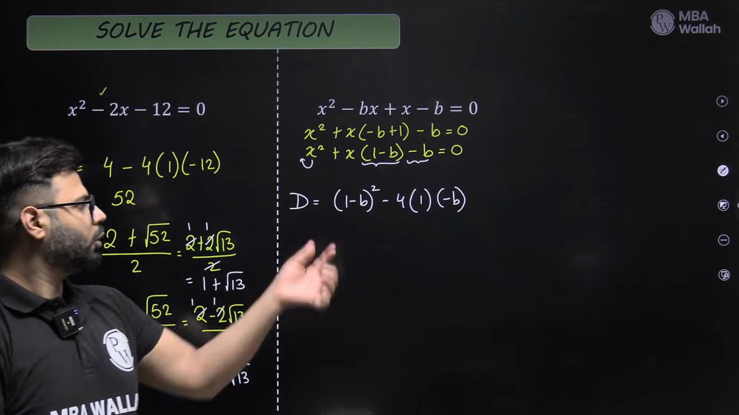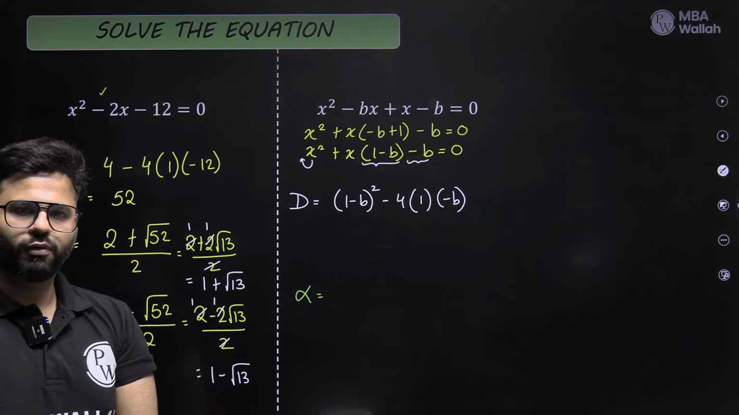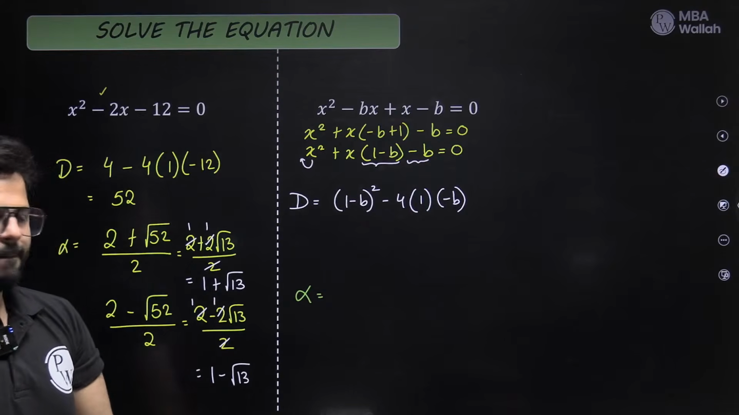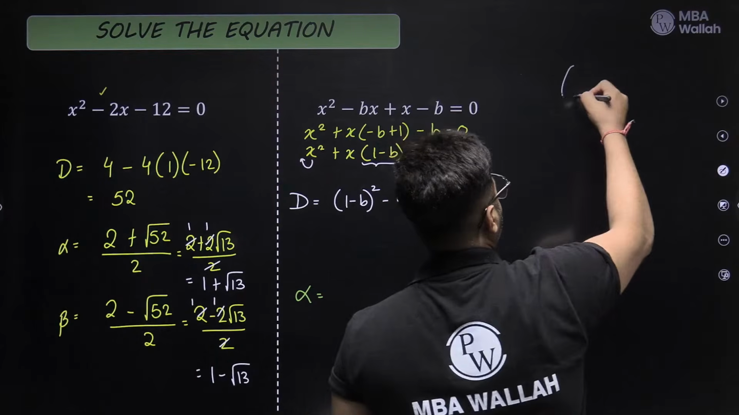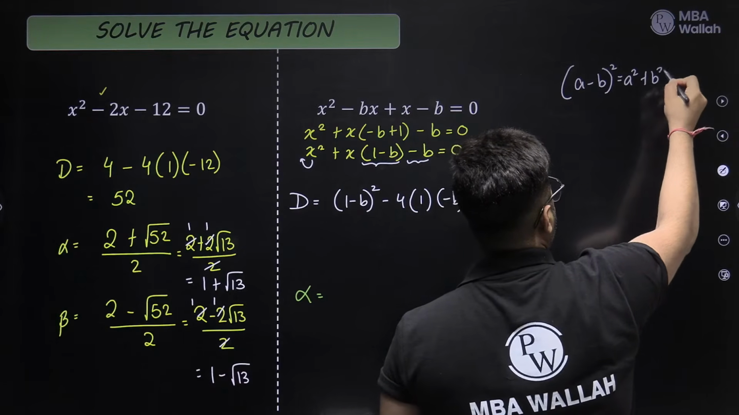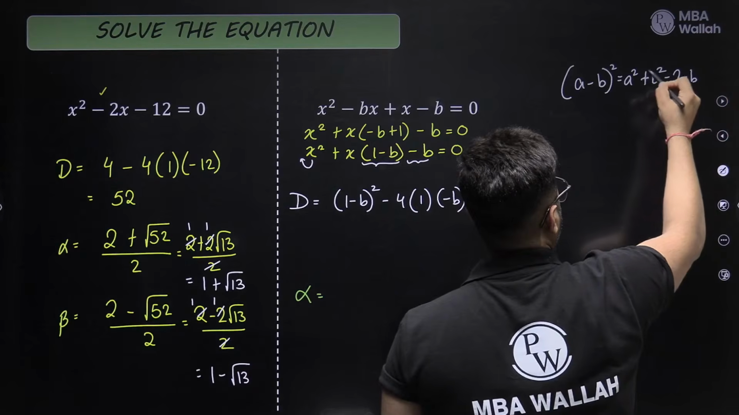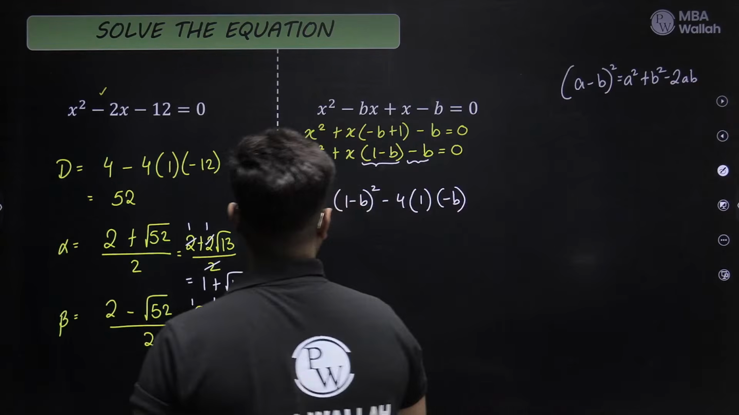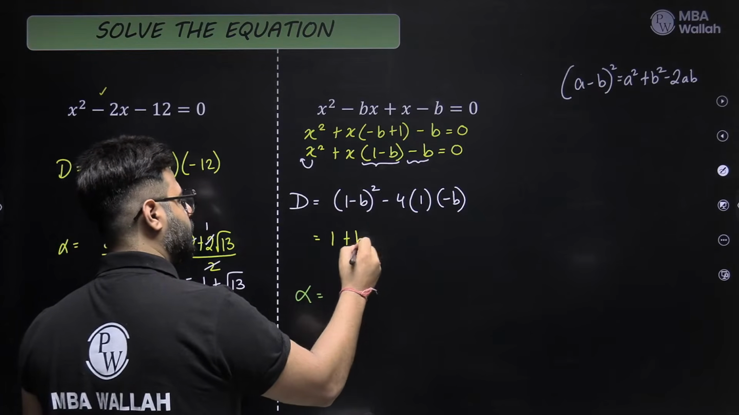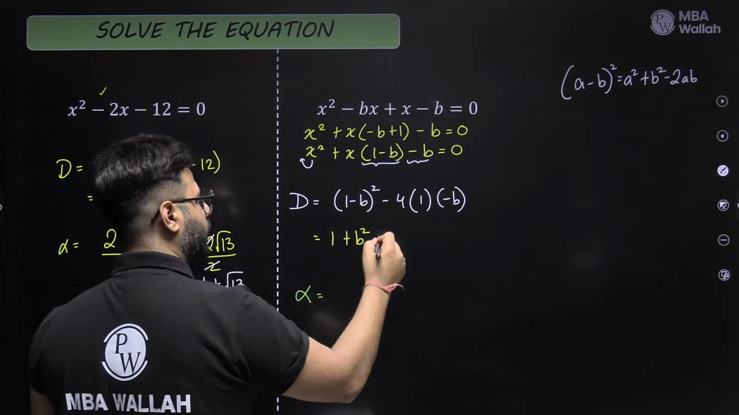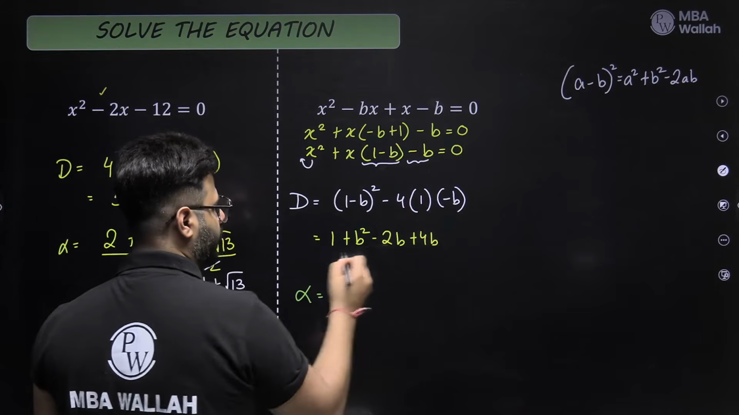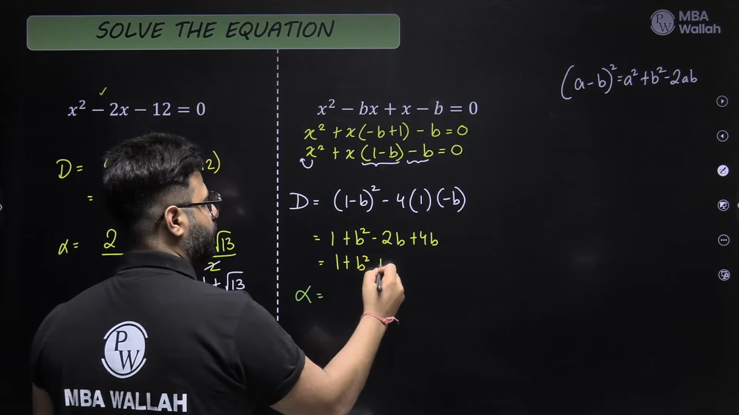Do you remember the property of A minus B whole square from school days? I guess, do you remember? Forgotten. Do you remember the property? A minus B whole square is A square plus B square minus 2AB. That is the property we'll have to apply here. So 1 square plus B square is plus B square, minus 2 into 1 into B is minus 2B. And this one, minus turns plus 4B. So 1 plus B square plus 2B.